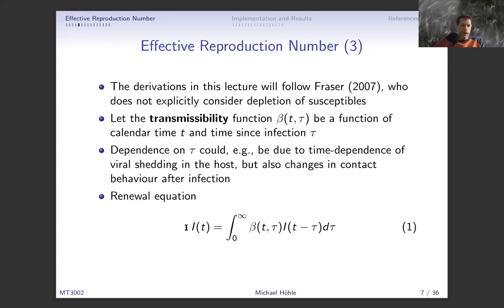And important is that at the end, it's possible to describe a so-called renewal equation for all of this, is that you can say something about how the number of infectious at a given time point will evolve as a function of the old currently infectious and how transmissible they are.